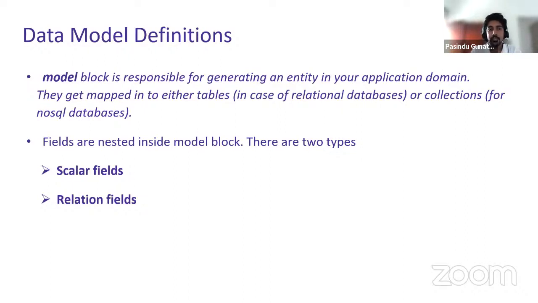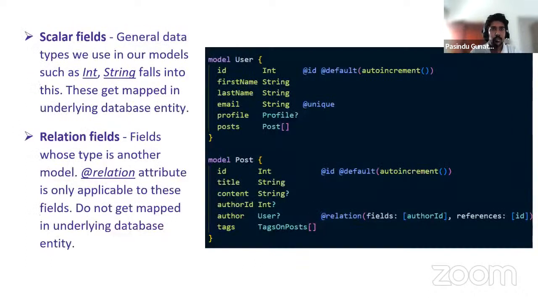So there are fields nested inside these model blocks. These can be categorized into two main types. One is scalar fields, the other one is relational fields. So scalar fields are general data types that are used in our model, like the primitive stuff like integer, string, or things like that.